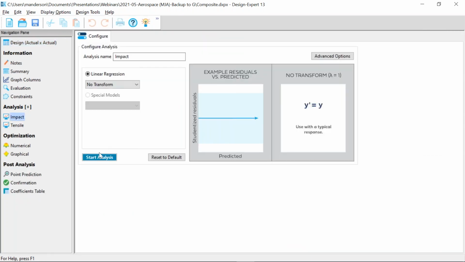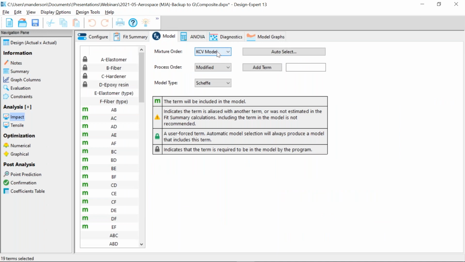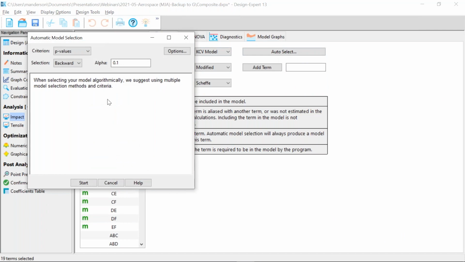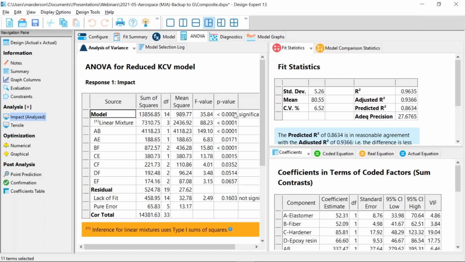I haven't looked at this for a long time, so I'm just winging it, again in aircraft terminology. I'm winging it. And this little ladder selection process that Design-Expert provides already has suggested that I could go with this quadratic mean model. However, it's going to end up being a KCV in any case, because that's what we set it up for. And from there, we could auto select and reduce down the terms, and we get a reduced model here. That's the specialized KCV model.